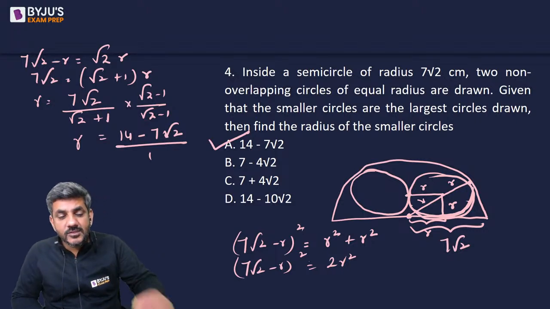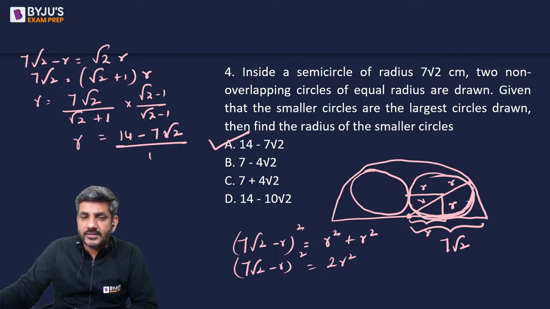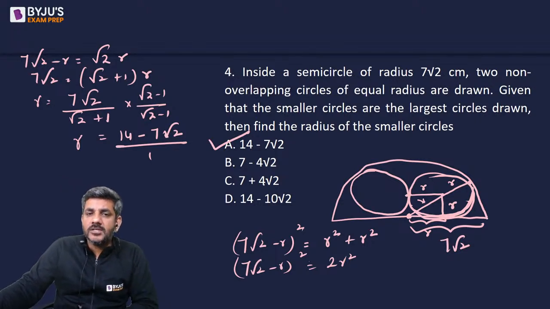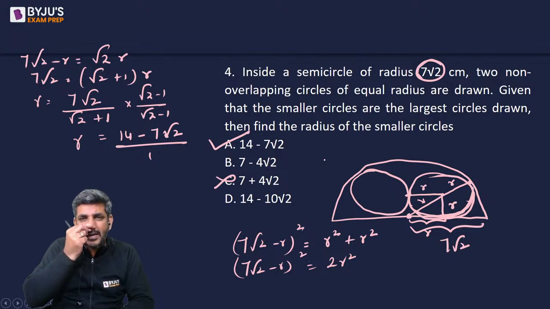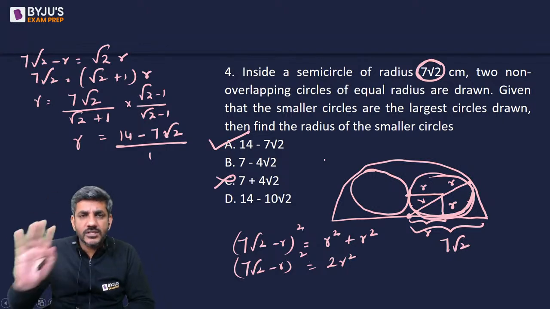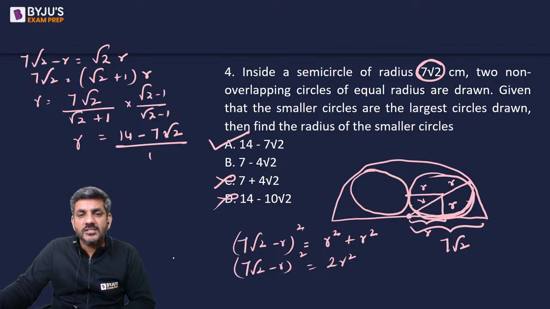Rather, in this question, I would say the options were also a little helpful for all of you. For example, if I look at 7 plus 4 root 2, how can this be the answer? The overall radius of the semicircle is 7 root 2, so my small radius has to be lesser than that. So option C can't be the answer anyway. When I talk about D, 14 minus 10 root 2, this is a negative number. How can this be the answer?